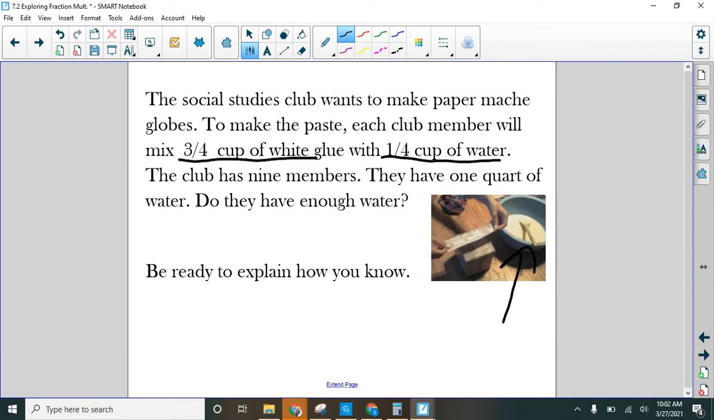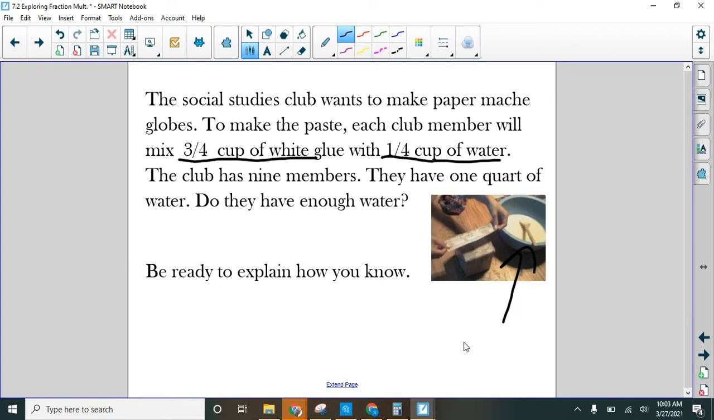The club has 9 members. They have 1 quart of water. Do they have enough water? Right now we're going to ignore the glue. So I want you to look at how much they need for water. They have 9 members.